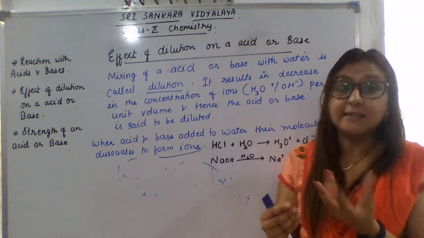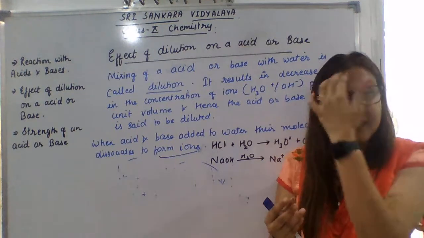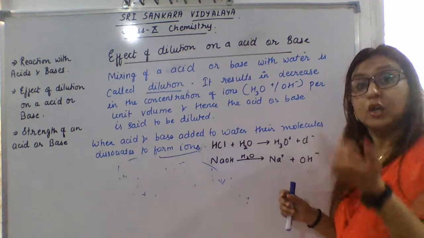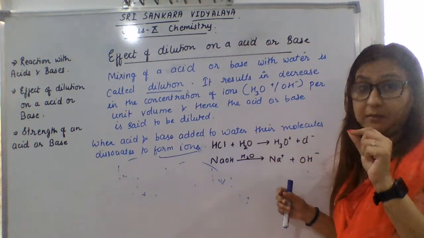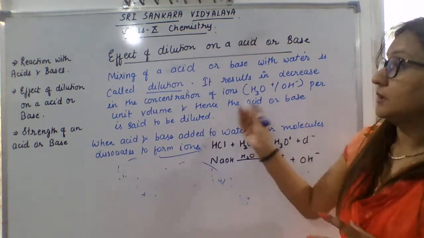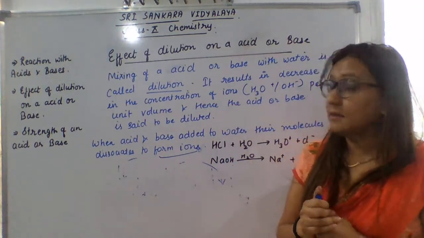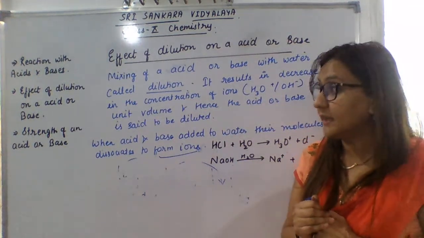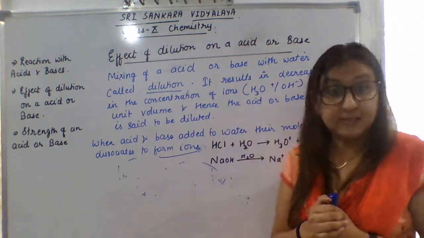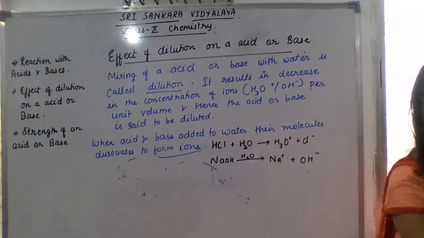Do not take acid and pour water onto it, because it will splash out and cause severe burns. Always add acid to water dropwise with constant stirring. So this is about the effect of dilution on an acid or base. Next we will study the strength of an acid and base. Before we start, I will show an activity from your book.